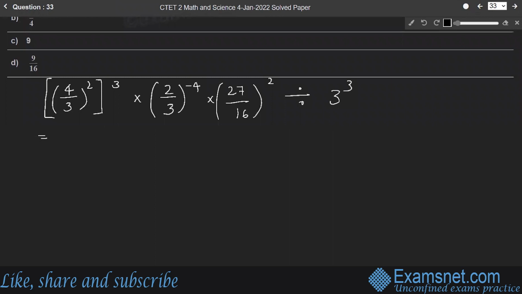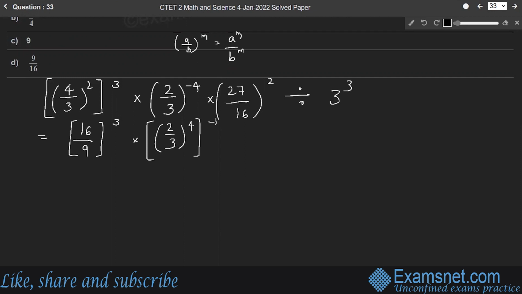so applying the identities, a by b to the power of m is equal to a to the power of m by b to the power of m. So here 4 square by 3 square is 16 by 9 whole to the power of 3 into 2 by 3 to the power of minus 4, which can be written as 2 by 3 to the power of 4 whole to the power of minus 1. So a raised to m whole raised to n is equal to a raised to m into n.